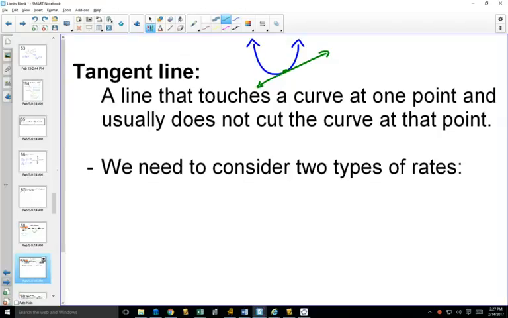And the reason I say it usually doesn't cut through that curve at that point is because there are some cases, like the x cubed graph, there is a tangent at 0 that's horizontal, a stationary point of inflection. It actually cuts through it, but it's still the tangent at that point. But usually, when we're talking about a tangent, it touches the curve at that point but doesn't cut through it.